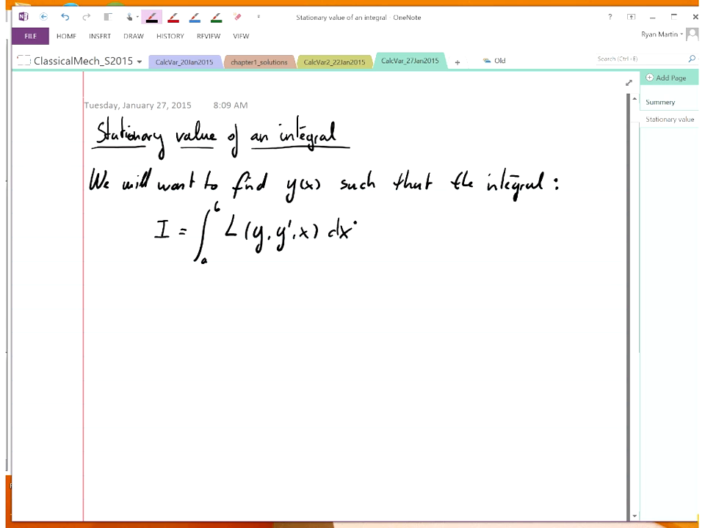So we want to find y of x such that this integral is stationary. So y prime, remember, means dy by dx.